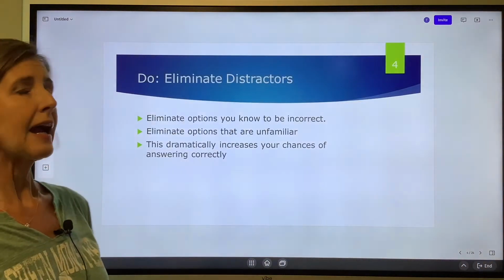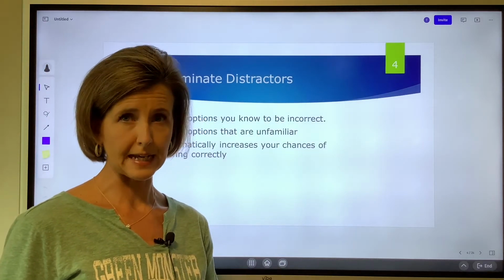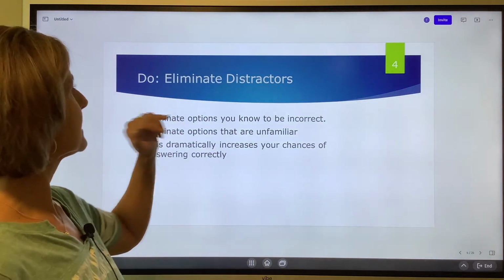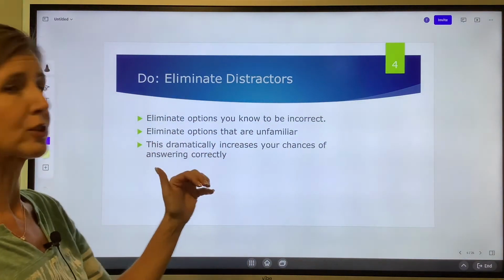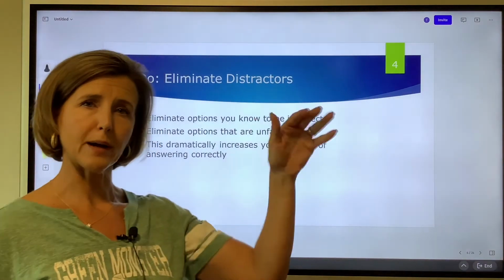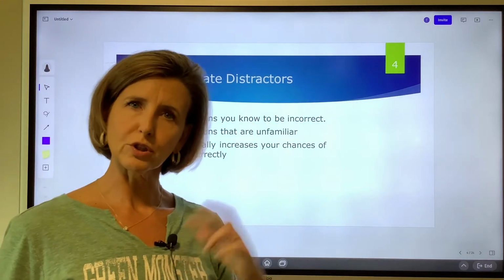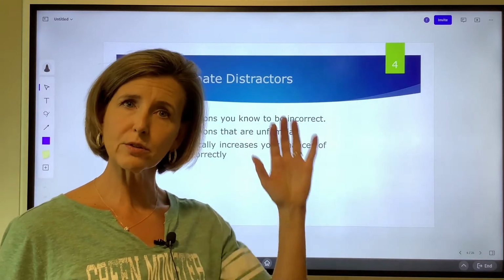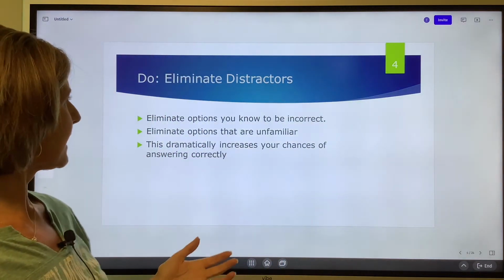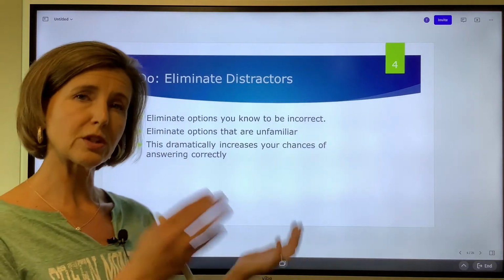All right. And then during the test, if you have a multiple choice exam, as you're taking that multiple choice exam, you need to eliminate the distractors. Distractors are things that are probably wrong. So if you have 4 options on a multiple choice, I don't necessarily go down those options looking for the right answer. I go down those options looking for the wrong answer and get rid of them. What that does is it increases your chances of choosing the correct answer.